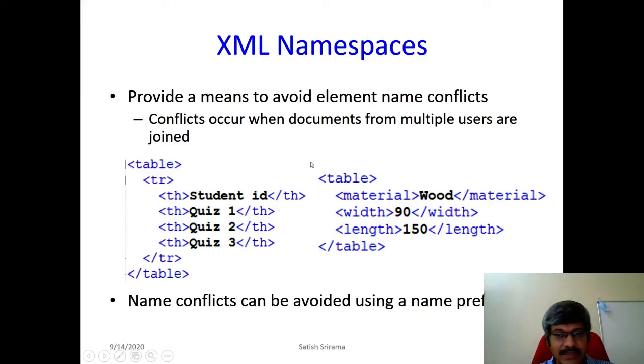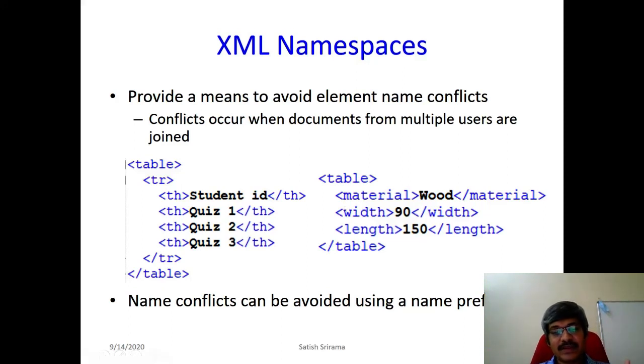Whereas another guy has represented this table as a physical table. So this is a wooden table which has this much width and this much length. It should also have a weight, but he has not represented that; probably that is an element which we can add. But the thing is, these two tables are different. If you join these two tables, there will be a naming conflict, isn't it? How to resolve these things?